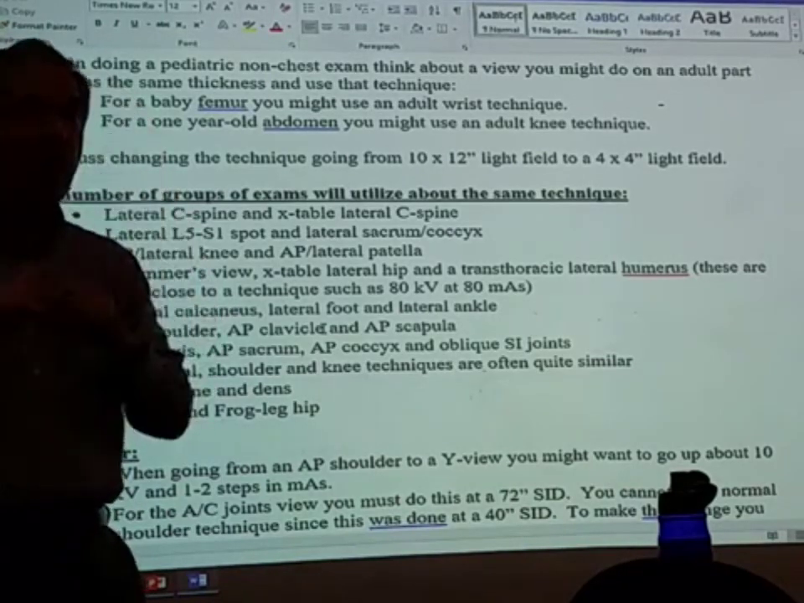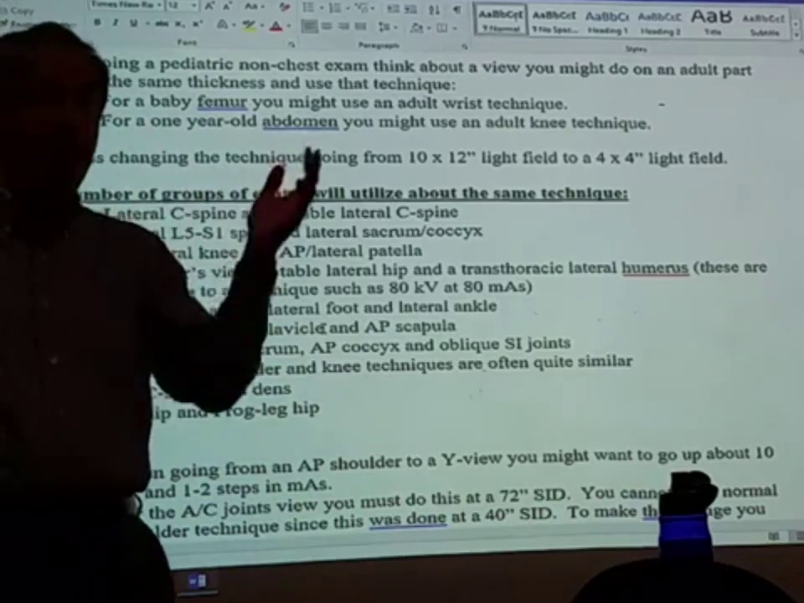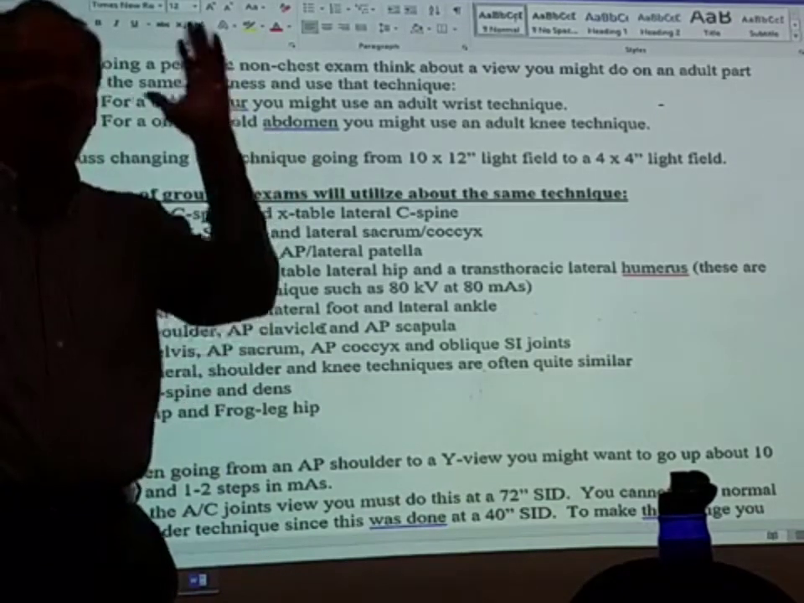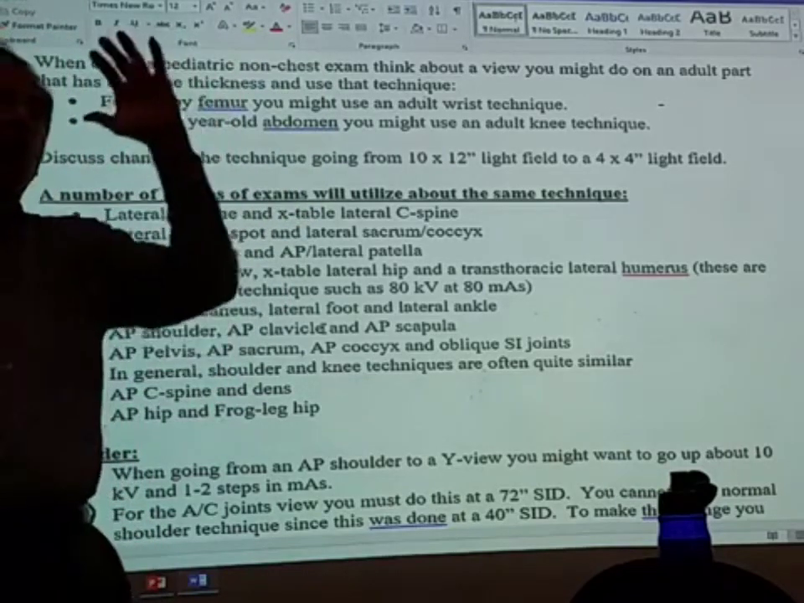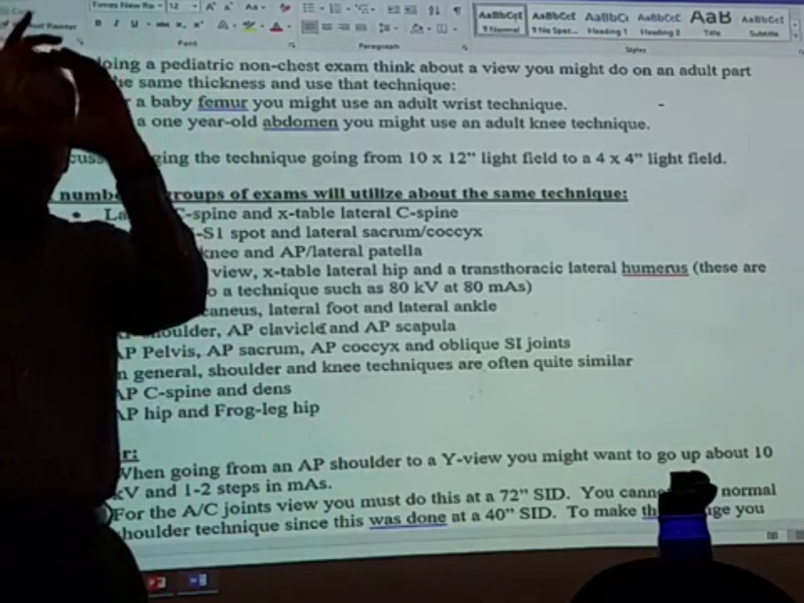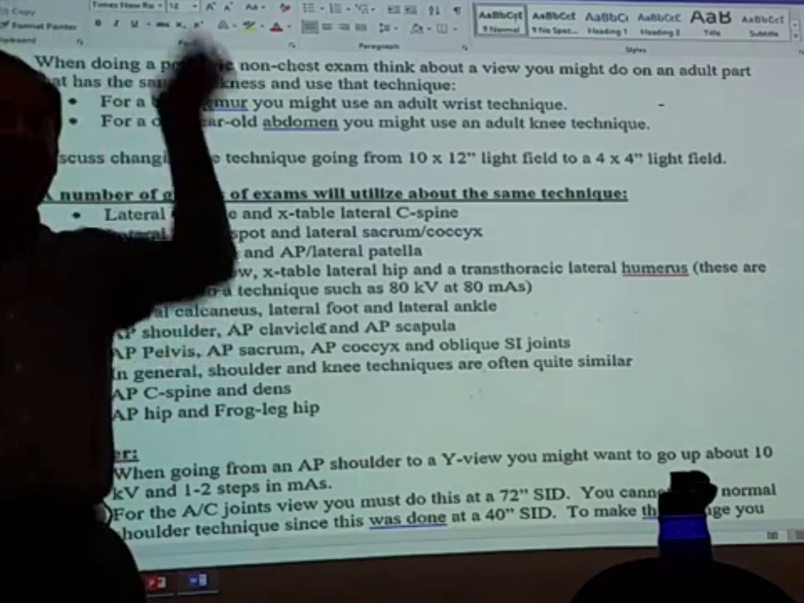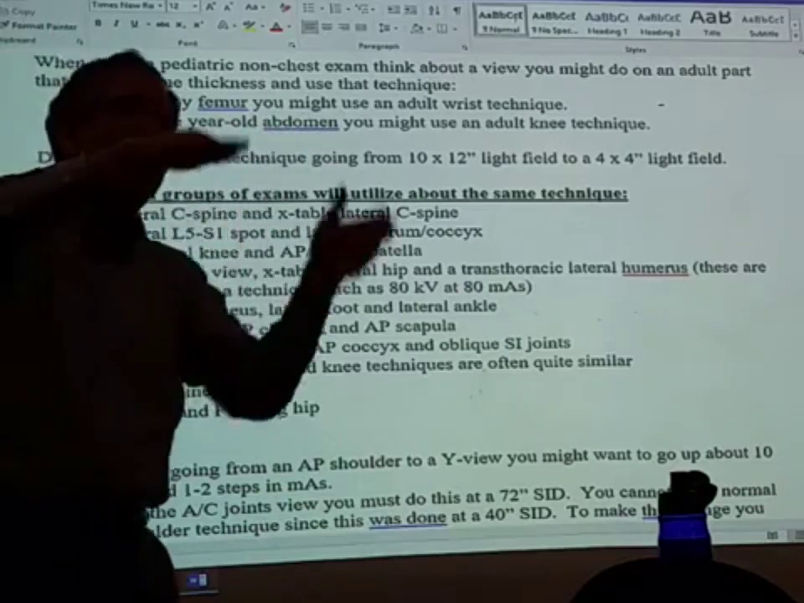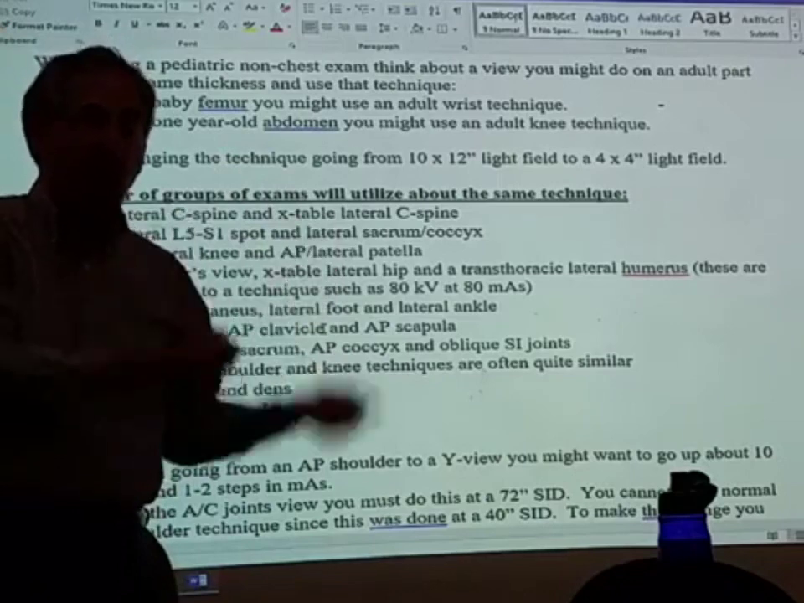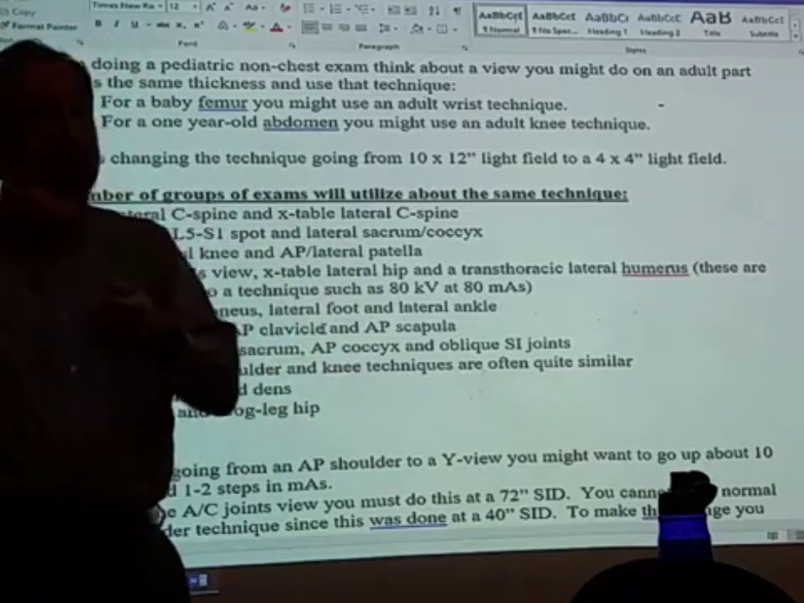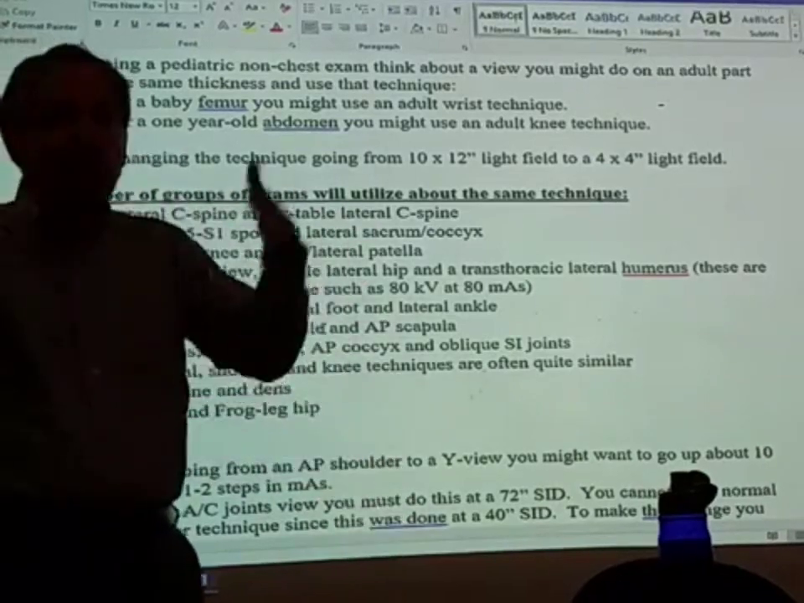So who thinks you need to use less? Because you're going down, okay? Who thinks you use the same? Who thinks you need to go up? You need to go up, okay? And the reason is because when you're using a smaller light field like this, you're basically eliminating all of the scatter that would have attributed to the density. It's like using a grid. When you go from a non-grid to a grid, you've got to go up in your technique, right? So, like go up 4 times in your mass.